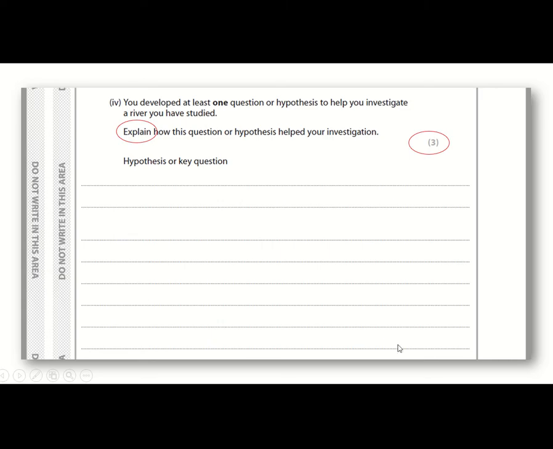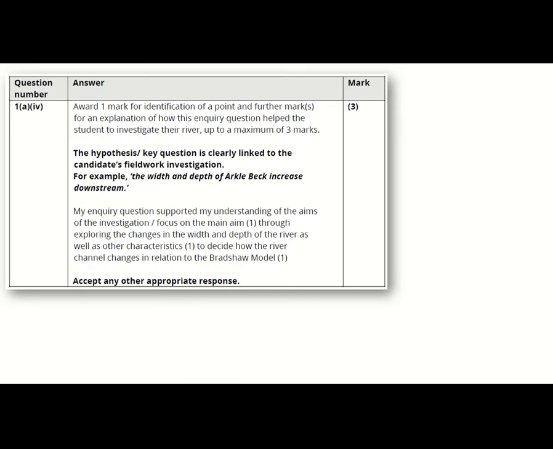Now I'm going to show you the exam answer or pupils' response that we got from this. Or this is the mark scheme, sorry. It says award 1 mark for identifying a point and further marks for an explanation of how this inquiry question, or this hypothesis it should say, helped the student investigate the river. So the hypothesis is clearly linked to the candidate's fieldwork investigation. For example, the width and depth of the Untitled Beck increases downstream. That's a hypothesis. So we would say the discharge of the Swannington Beck increases downstream, something like that.